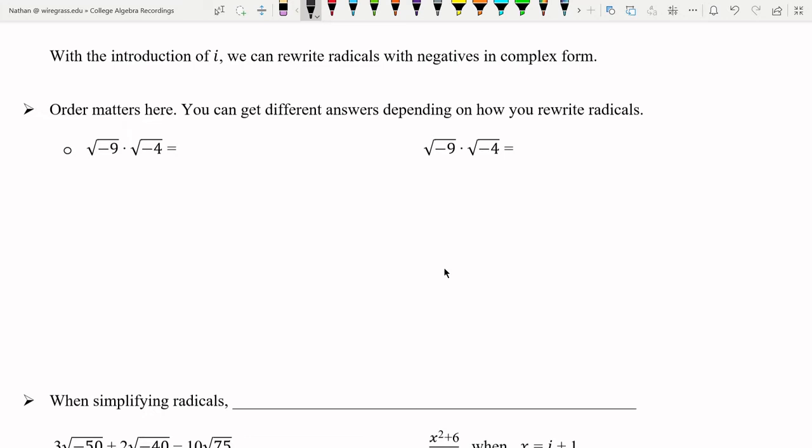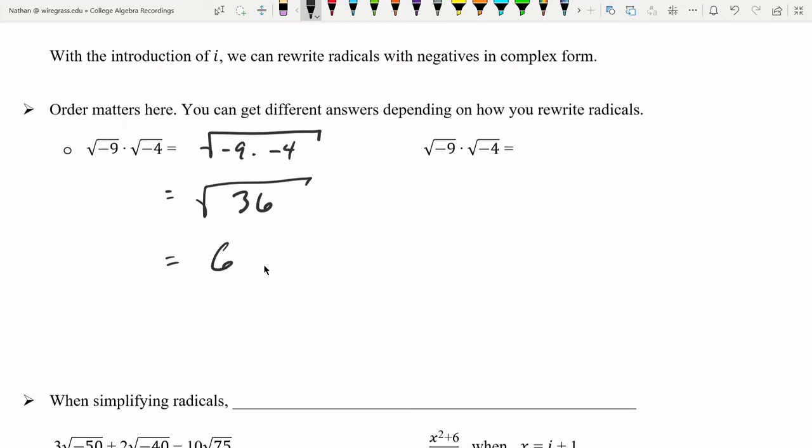The first way I'm going to do it is I'm going to use the rule of radicals that says you can combine two radicals that are multiplying under one square root. And of course, negative 9 times negative 4 is 36. The square root of 36 is 6.